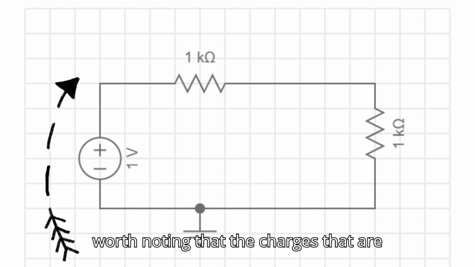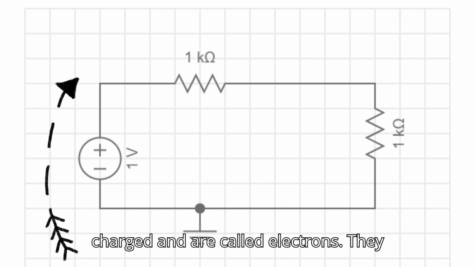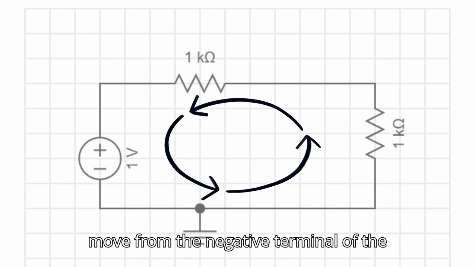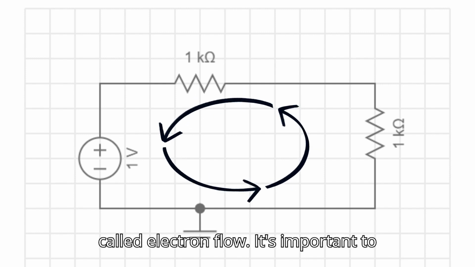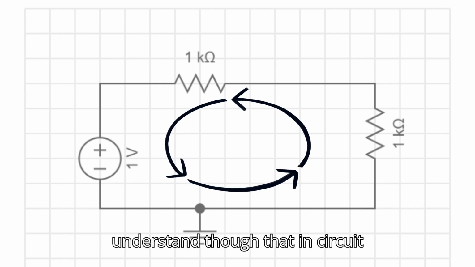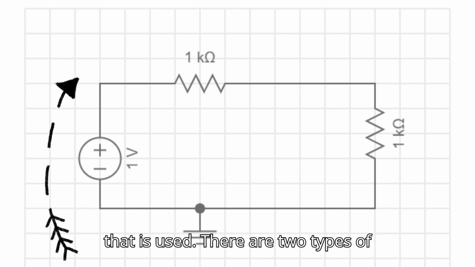It's worth noting that the charges that are moving in a circuit are negatively charged and are called electrons. They move from the negative terminal of the source to the positive terminal. This is called electron flow. It's important to understand, though, that in circuit analysis, it is the conventional current that is used.